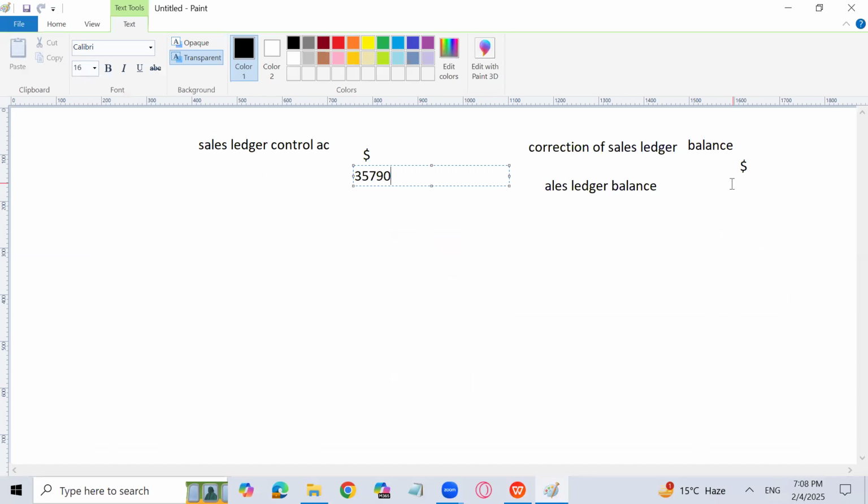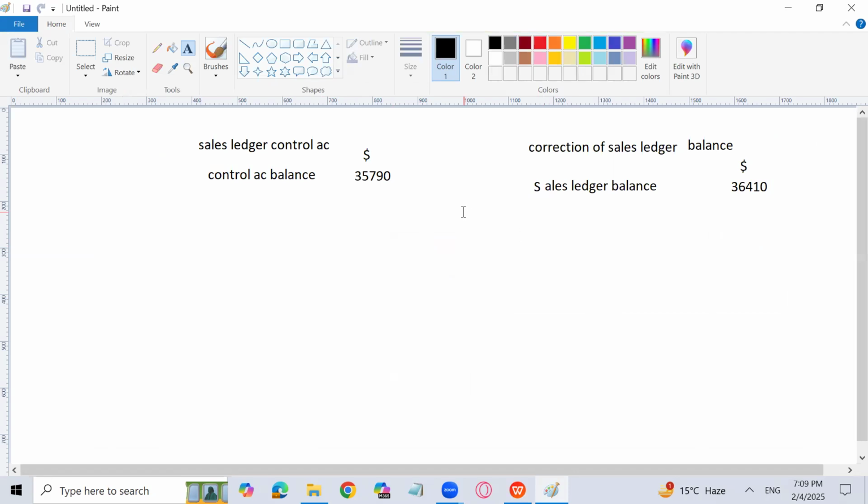35790 and 36410. Here I'm going to write the control account balance. Okay. That's fine. Which is wrong, obviously, because these two should have been equal. But they are not equal. It means there is a problem. So let's see the mistakes.